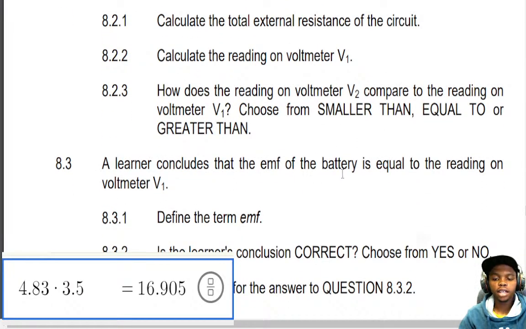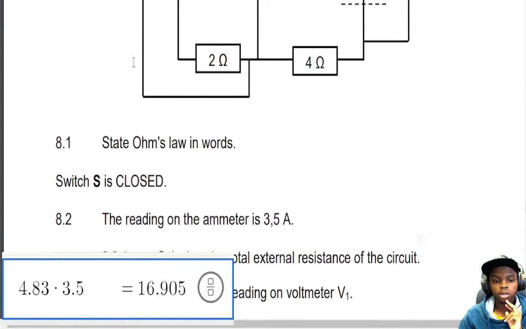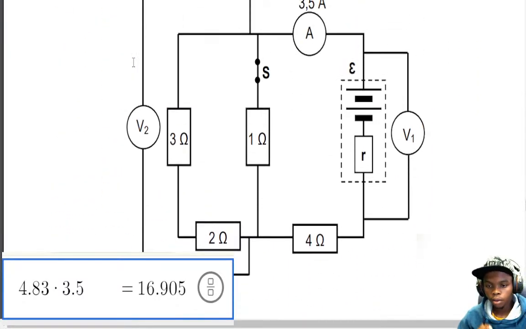Elena concludes that the EMF of the battery is equal to the reading on voltmeter V1. Define the term EMF. The EMF is the maximum energy supplied by the battery per unit charge. Now, is Elena's conclusion correct? Choose from yes, no. Now, this comes back to what I was saying.